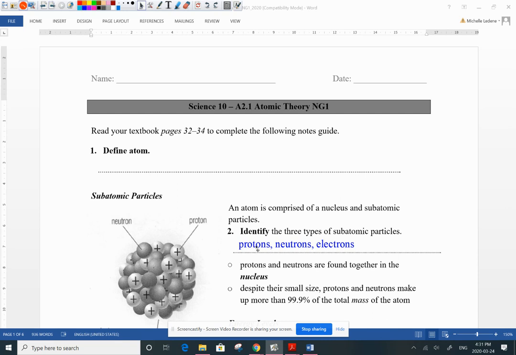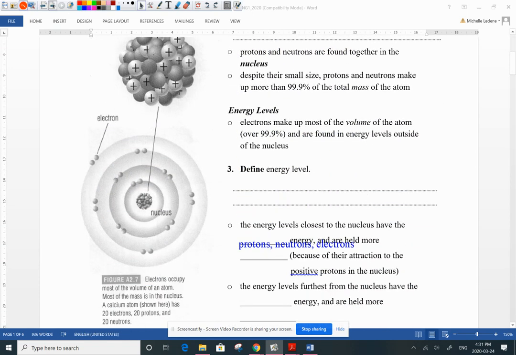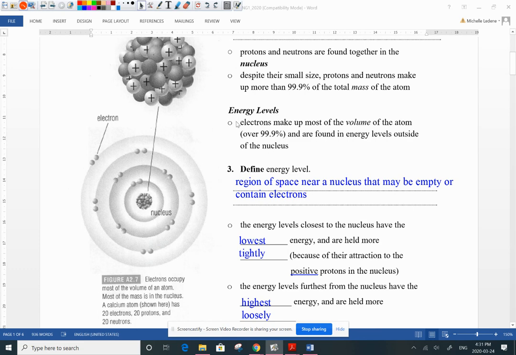You already know the 3 types of subatomic particles. So you already know protons are positive, they're in the nucleus. Neutrons are neutral, they're in the nucleus as well. And electrons are negative, and they're outside of the nucleus. And so the protons and the neutrons that are together in the nucleus of the atom, that's where most of the mass is. And then there's a whole bunch of empty space, and then these energy levels, and the energy levels are where the electrons exist. So there's this huge amount of space outside a nucleus, and they can be empty or they can contain electrons.